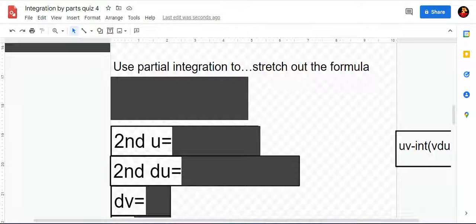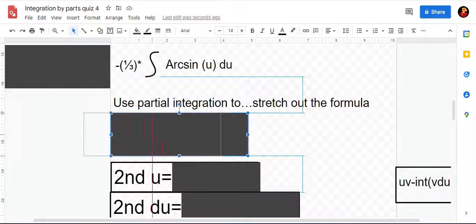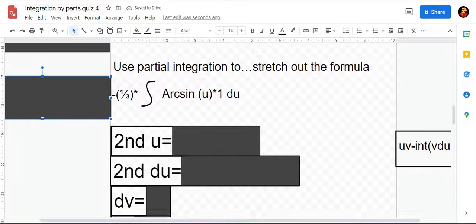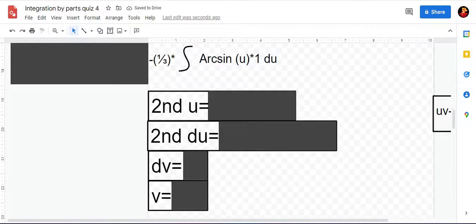Next, we need to use integration by parts, which we can stretch out the formula for in a way. We're going to stretch it out a little bit, and that's basically just adding a times 1 here. This times 1 will be important for later. And now it's time for us to use even more substitution.